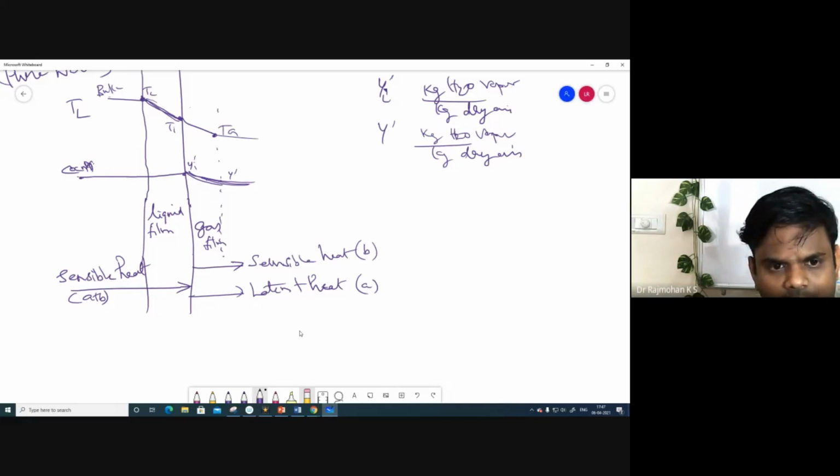So this vapor is there, no? Water vapor present in the air. So this is actually humidity, right?